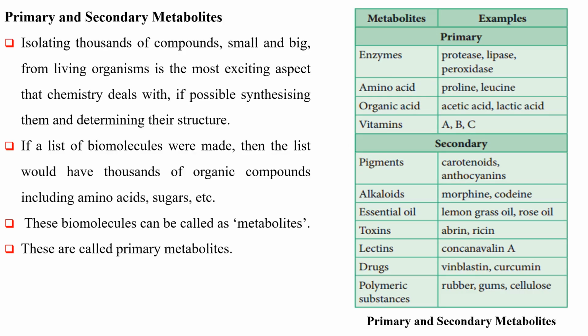Primary and secondary metabolites. Isolating thousands of compounds, big and small, from living organisms is the most exciting aspect that chemistry deals with, and if possible, synthesizing them and determining their structure. If a list of biomolecules were made, then the list would have thousands of organic compounds including amino acids, sugars, etc. These biomolecules can be called metabolites. These are called primary metabolites.